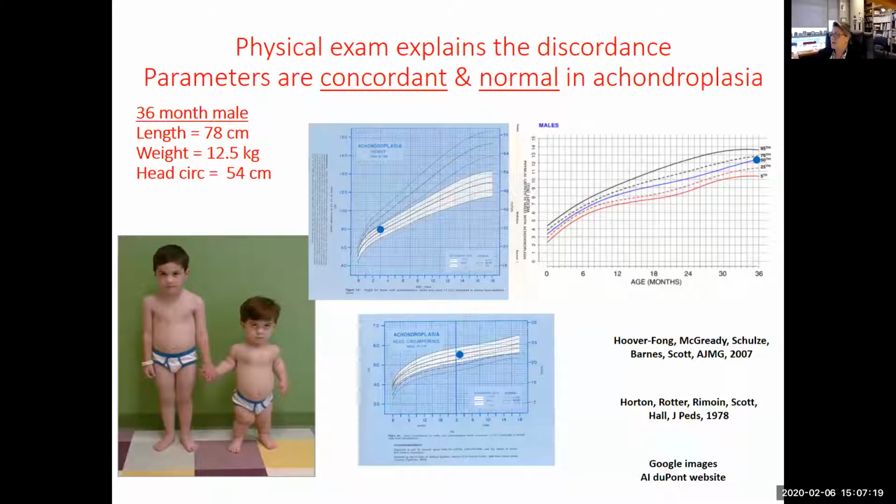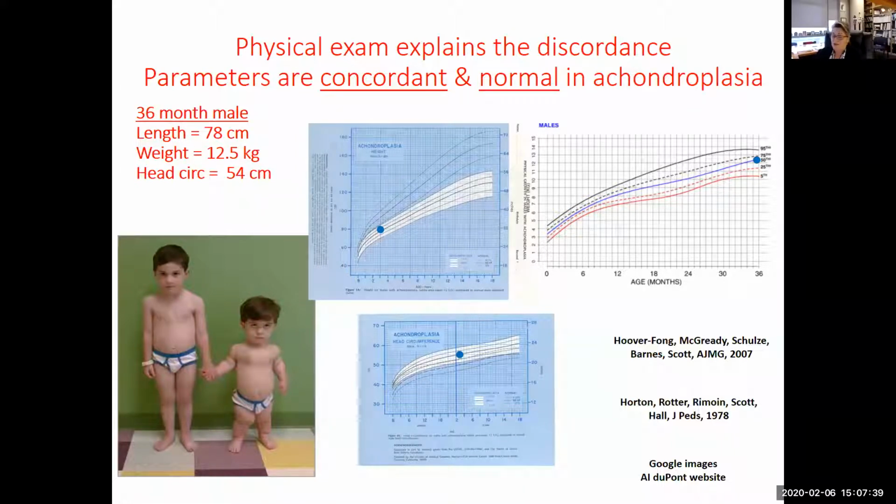Now, looking at the patient whose measurements those are here, pictured on the left, the child on the right-hand side, these are completely concordant and normal in achondroplasia, and you can see when you plot those appropriately at the 3-year range for all 3 of those, they're pretty much right at the 50th percentile for those.